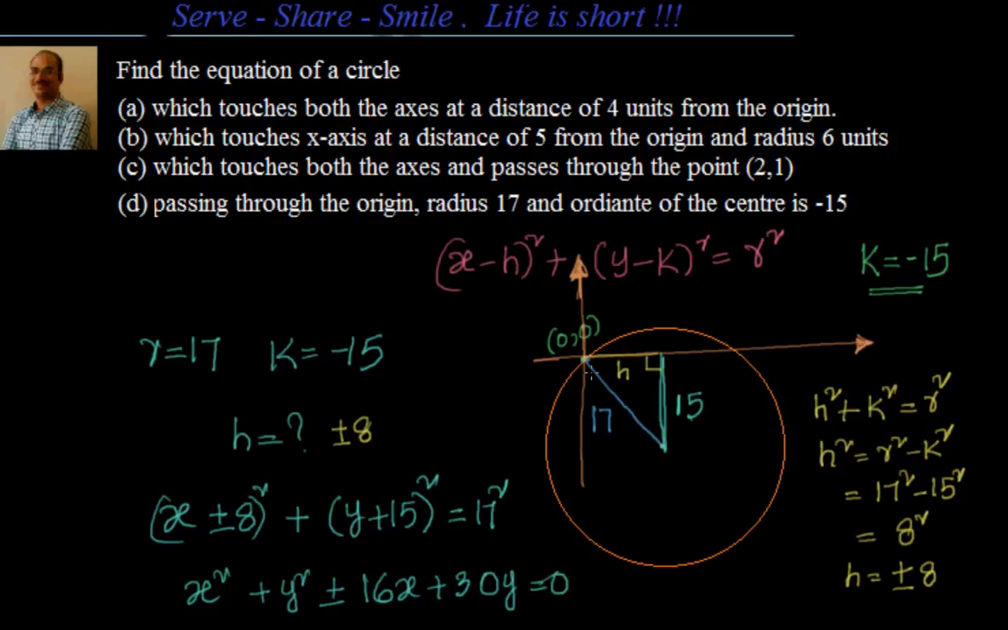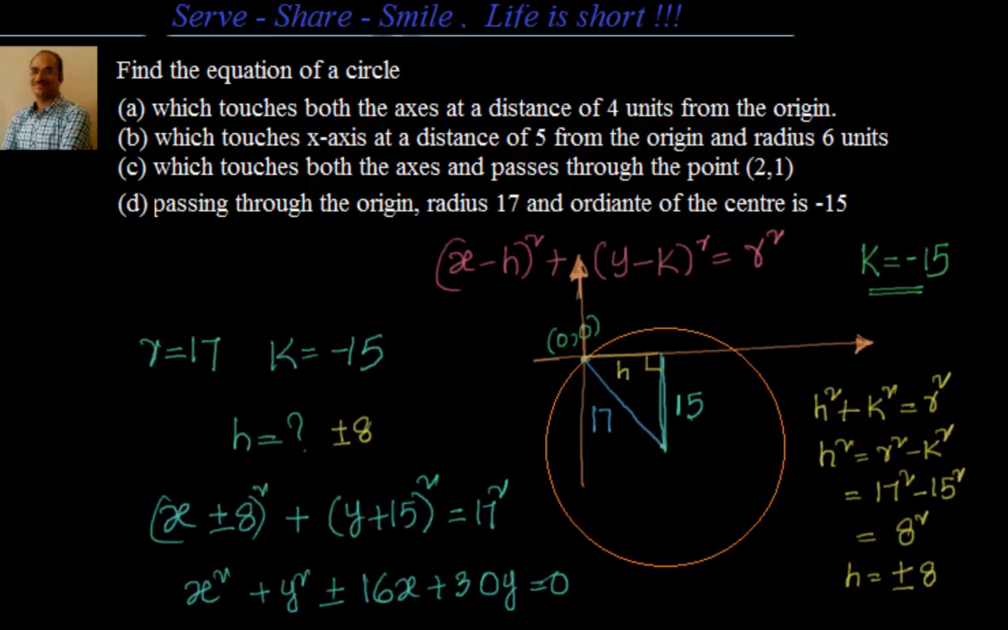Remember, whenever the circle is passing through the origin, always your constant term will be 0. Why? Very simple. The equation of the circle, let us say x square plus y square plus 16x plus 35 some k equal to 0. When you are passing through 0 0, x and y all become 0, that means k should be equal to 0. So remember, whenever the circle is passing through the origin, always the constant term is 0.